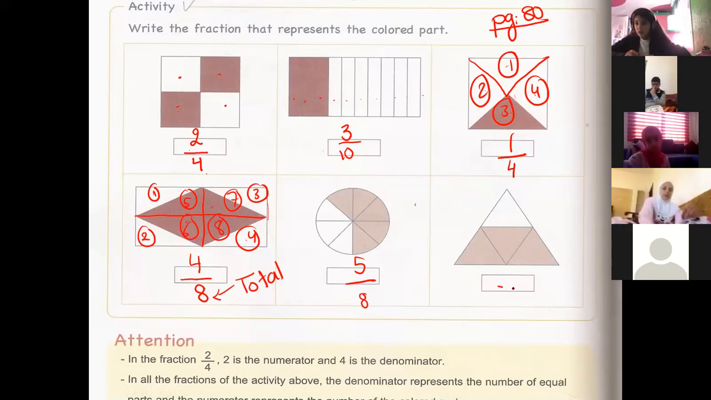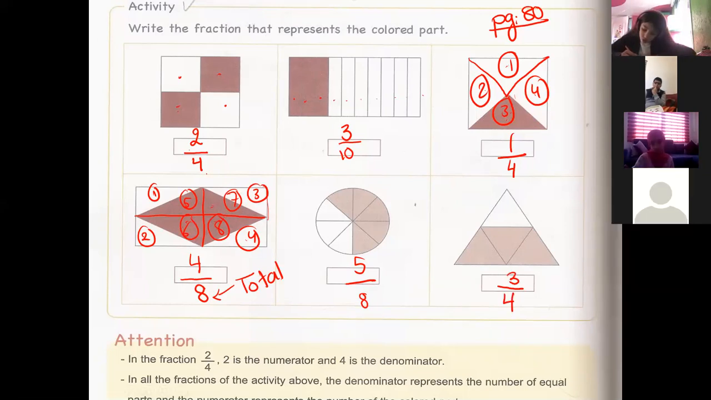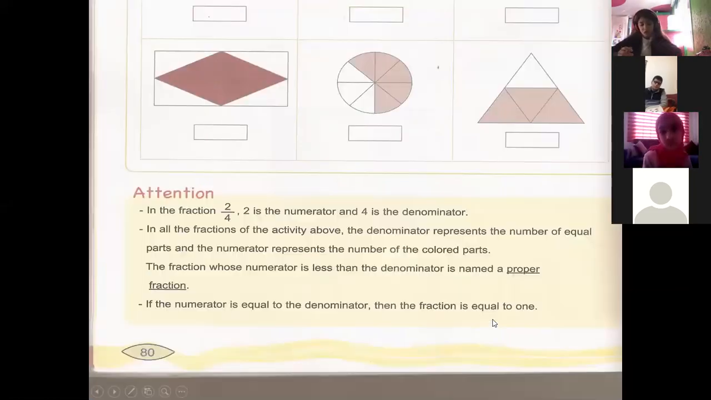How many parts did I color? 3/4. Excellent. 3 out of 4. So 3 is the numerator and 4 is the denominator. Excellent. Done? Yes. Okay. So in the fraction 2 out of 4, 2 is the numerator and 4 is the denominator. Excellent.